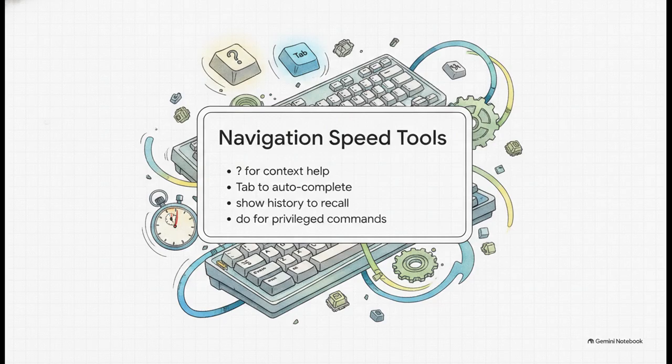Then you've got the tab key to auto-complete your partial commands, which, trust me, saves precious keystrokes and stops typos in their tracks. Show history is great for recalling recent commands, but my absolute favorite, that would be the do command. It lets you run privileged exec commands, like checking an interface status, from deep inside configuration mode. You don't have to back all the way out and lose your place. It's a massive time saver.